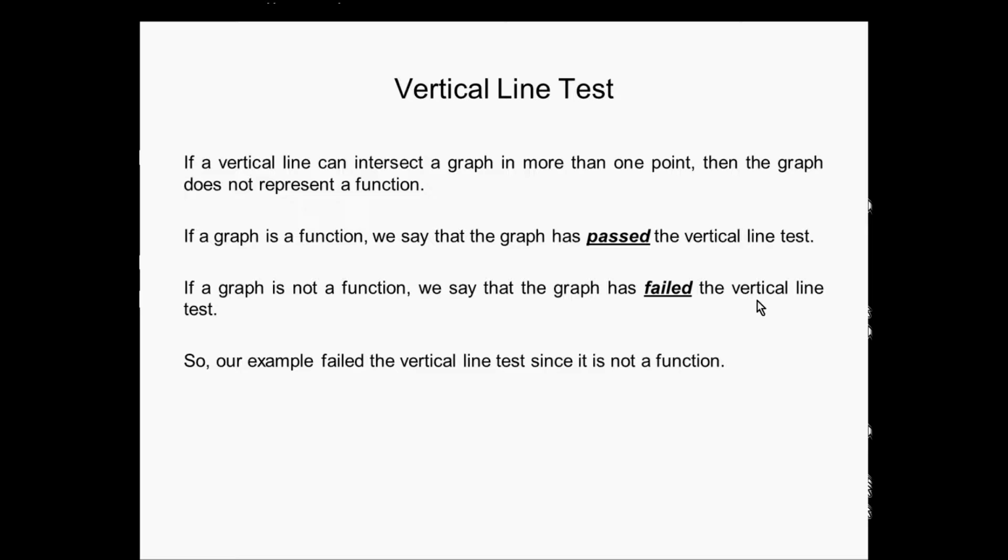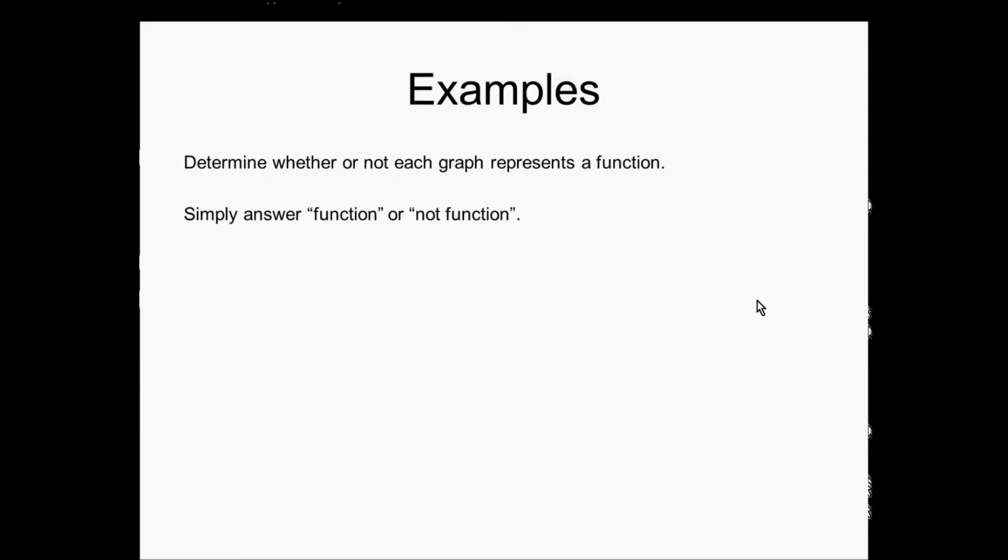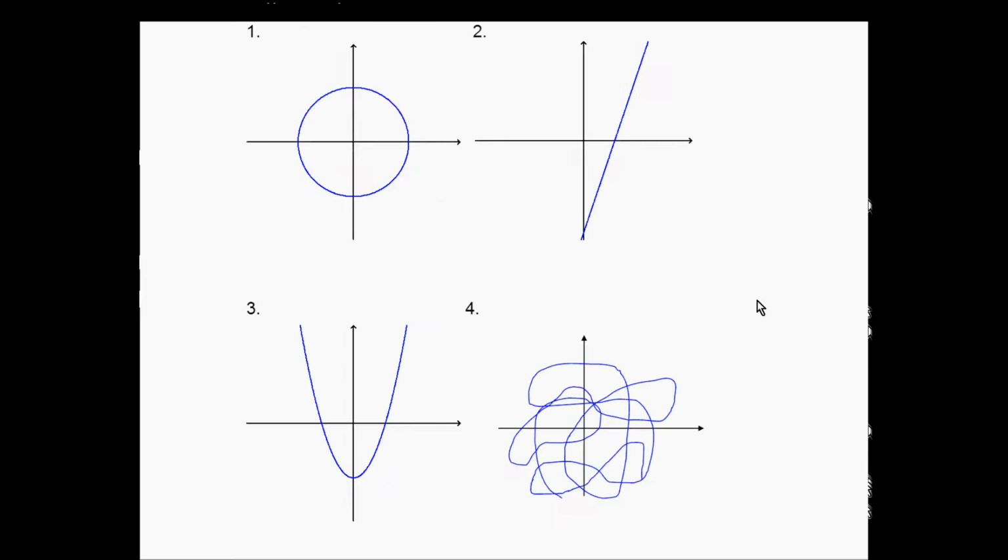Let's try some examples. Determine whether or not each graph represents a function. You're just going to write function or not function. There are 4 examples. I have the basic circle, the basic line, the basic parabola, and the basic scribble. Okay, for our circle, I actually see a vertical line that hits the graph in more than 1 point. It's not a function. Remember, it is a relation, but it's not a function.